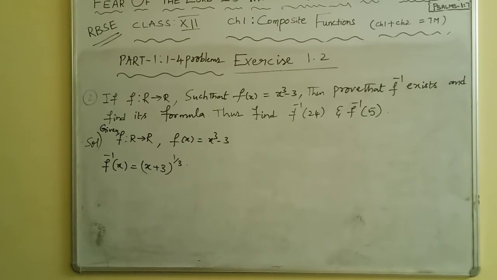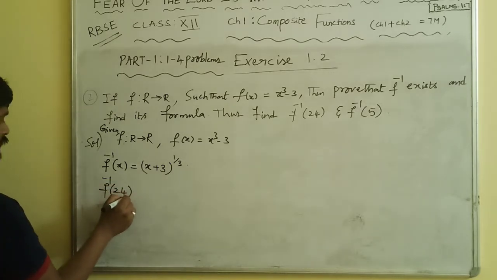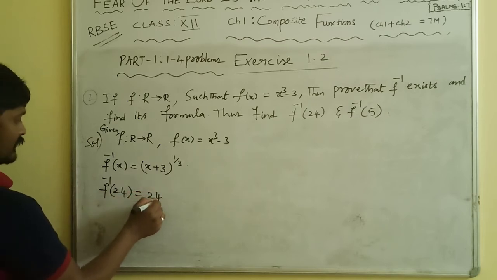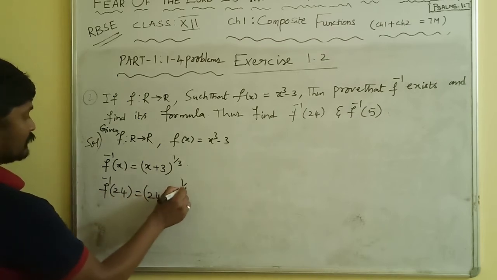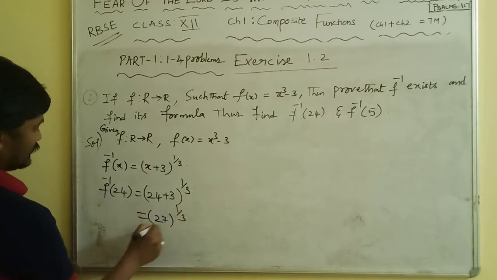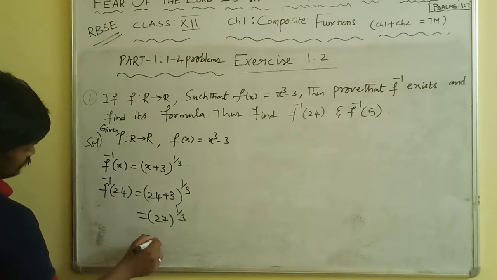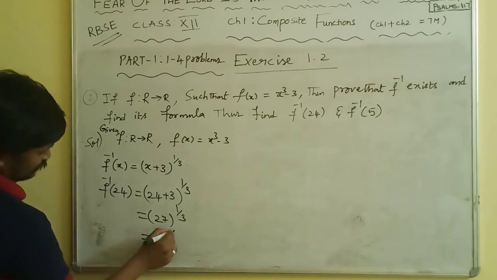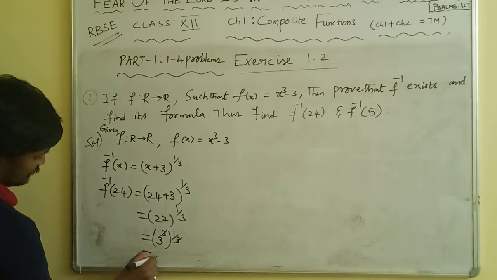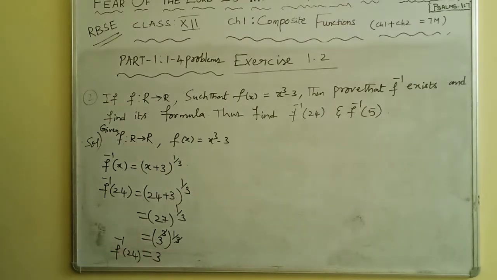Let me find out f inverse of 24 and f inverse of 5. Okay, so first, f inverse of 24. Wherever x is there, just substitute 24. 24 plus 3, whole power 1 upon 3. This becomes 27 whole power 1 upon 3. 3 cube is nothing but 27. So 3 power 3, whole power 1 upon 3, the powers get cancelled, and we get 3. So f inverse of 24 is equal to 3.